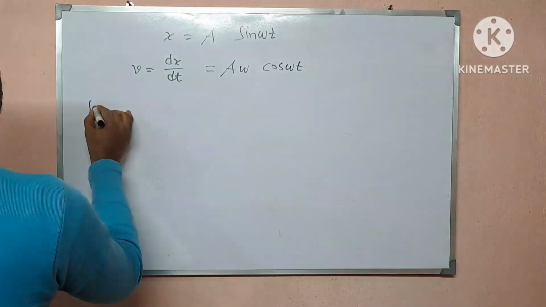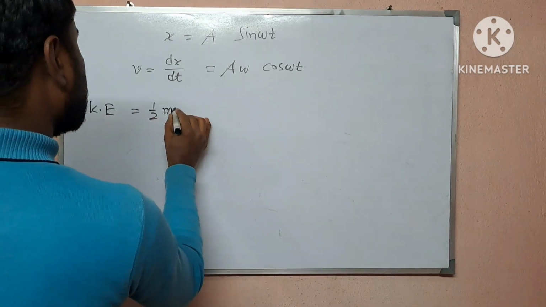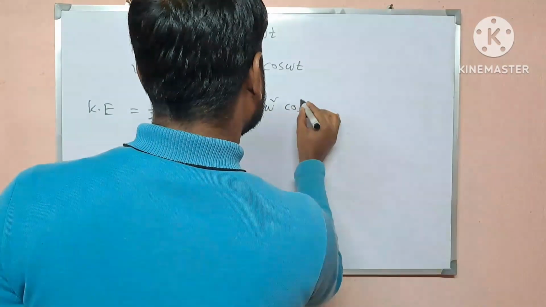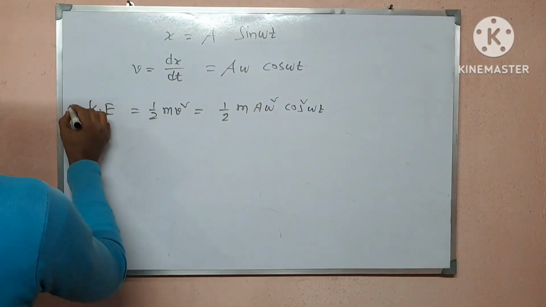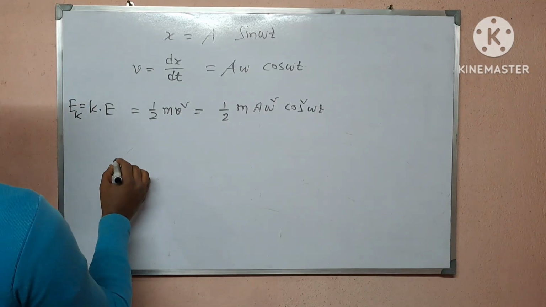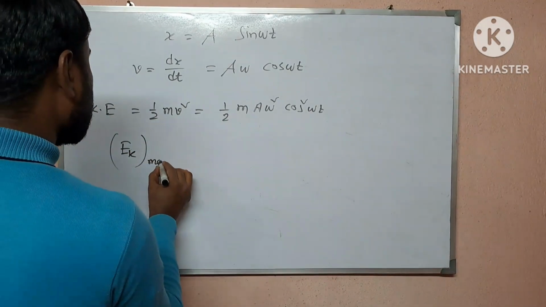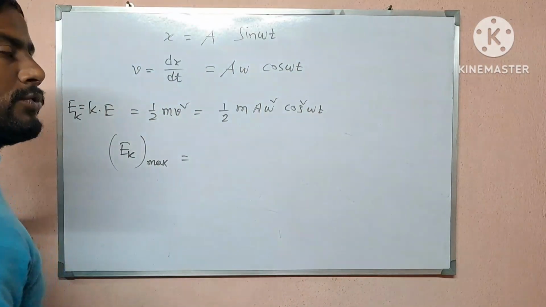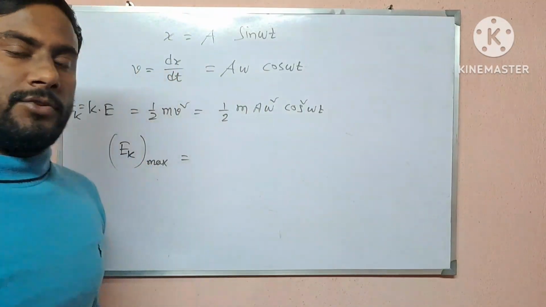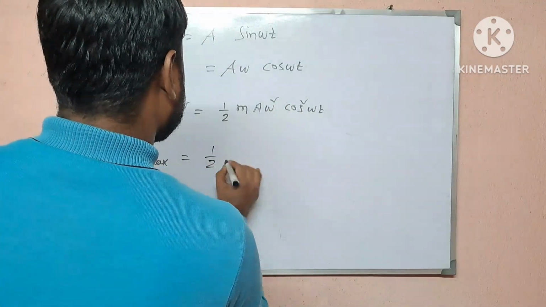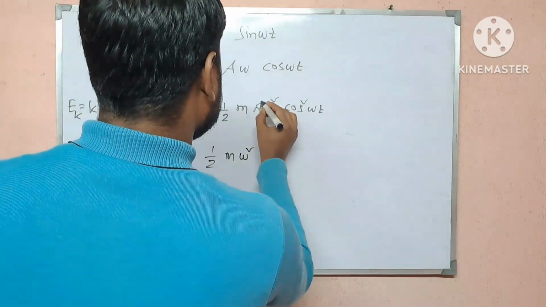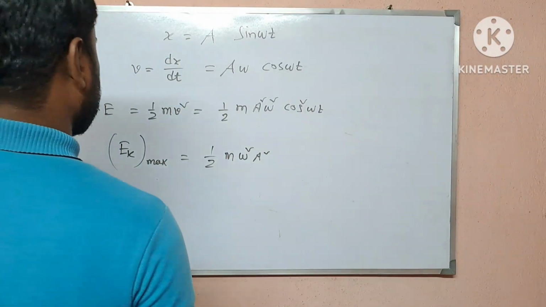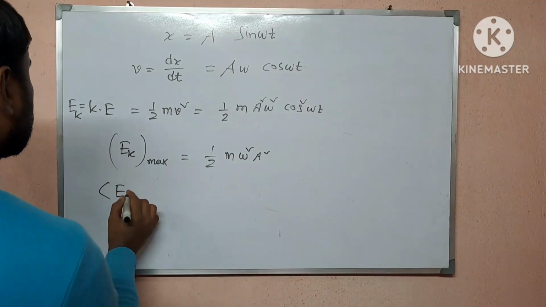So the kinetic energy of the particle will be half m v square. So it will be half m a square omega square cos square omega t. This is basically Ek, kinetic energy. What is the maximum value of kinetic energy here? To get the maximum value of kinetic energy, you have to use the maximum value of the cos function, and we know that the maximum value of the cos function as well as the sine function is 1. So maximum kinetic energy is half m a square omega square. Now what will be the average value of kinetic energy?